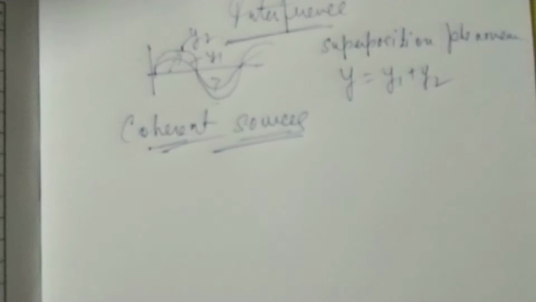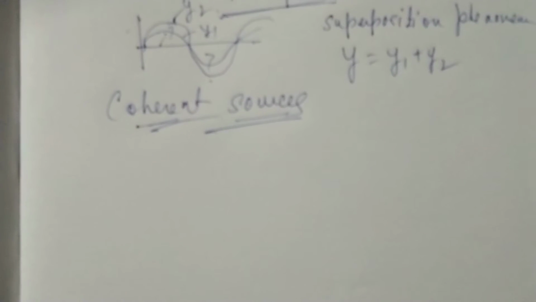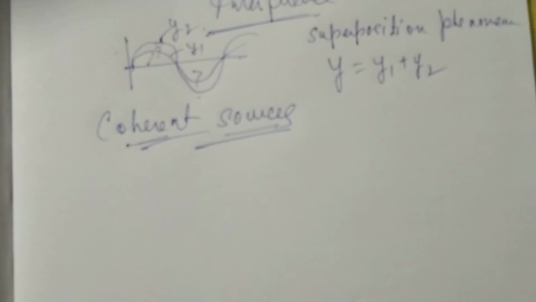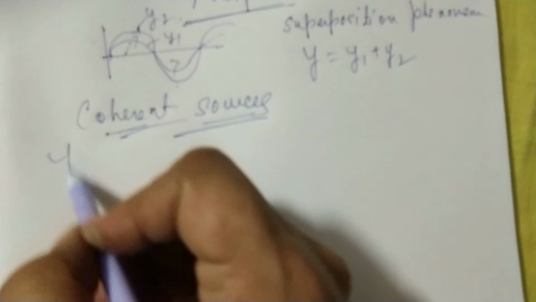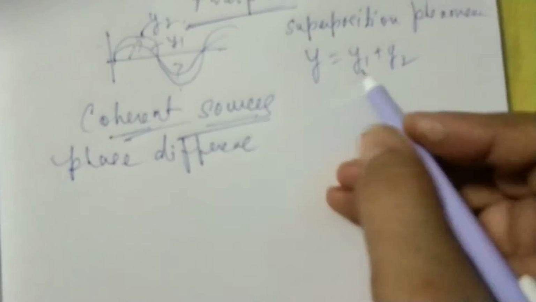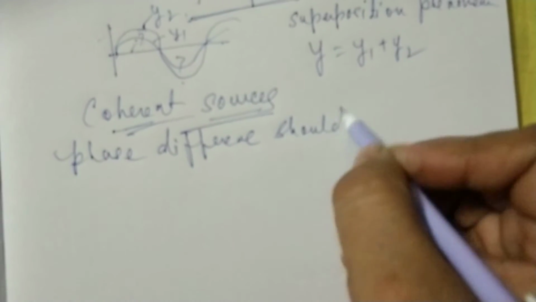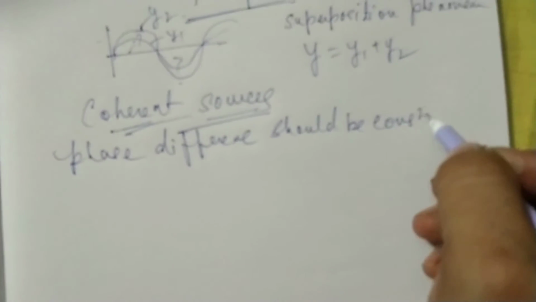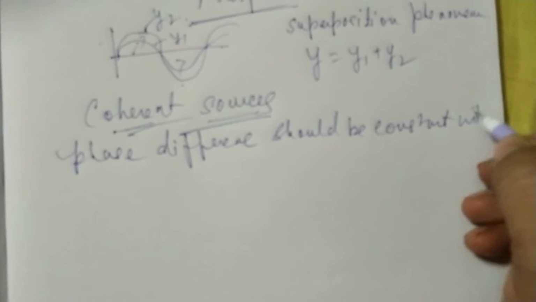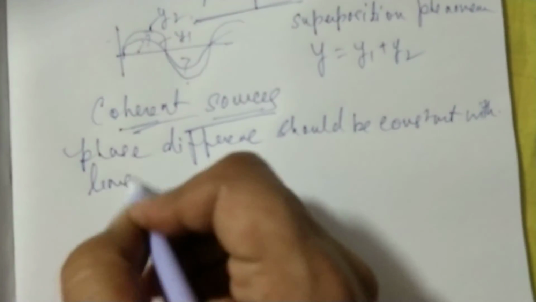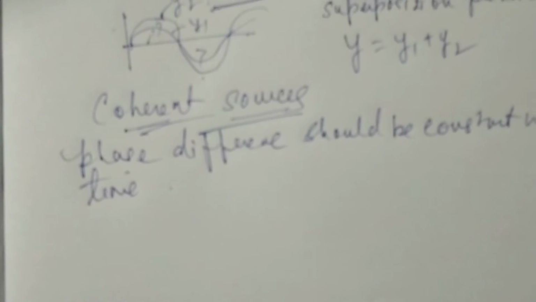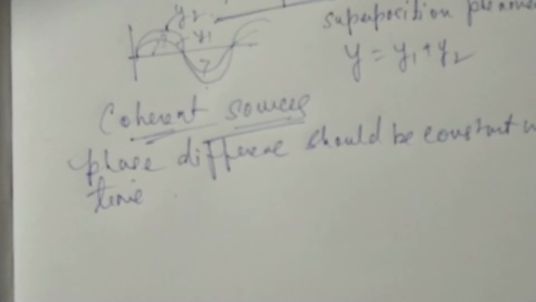Suppose we have taken two waves, and there exists a phase difference between them. This phase difference should be constant with time. If the phase difference is constant, we call these coherent sources. If this condition is not satisfied, we call the sources incoherent.